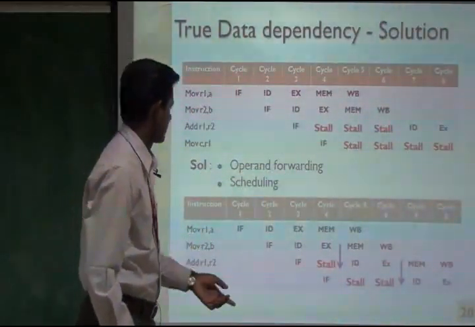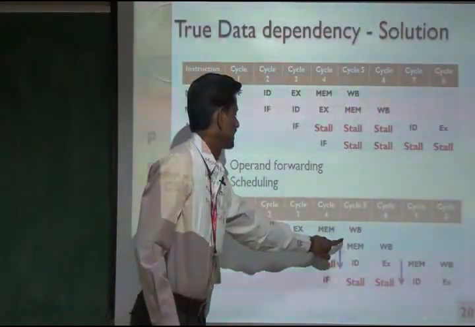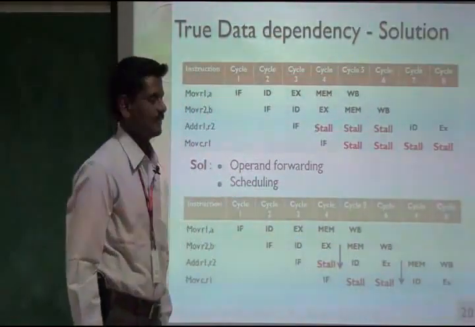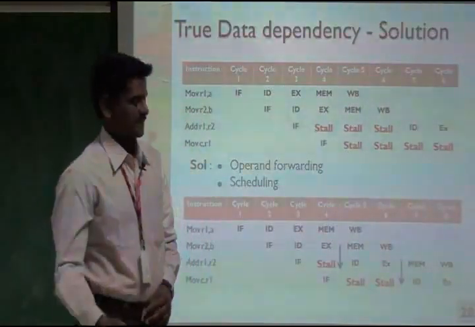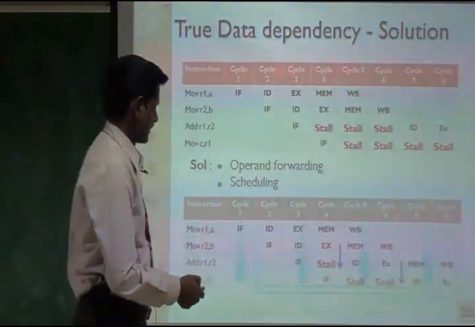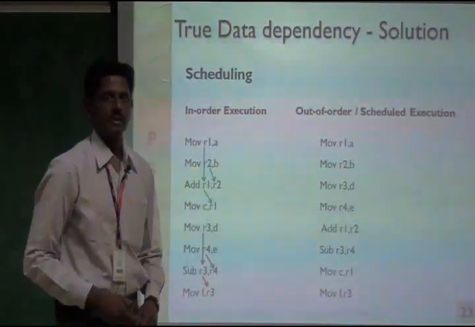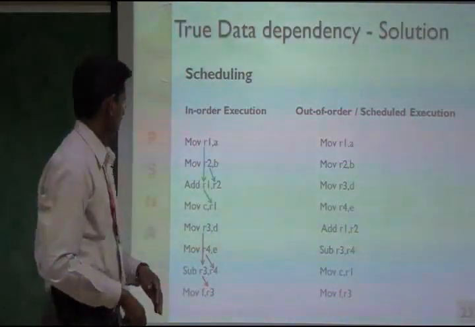So what is operand forwarding? If the execution is completed, we can take the result from the ALU directly. So by this we can reduce 2 stalls. That is operand forwarding. Then the other solution for true data dependency is scheduling.